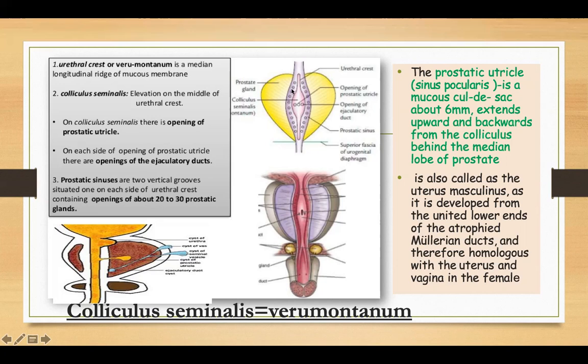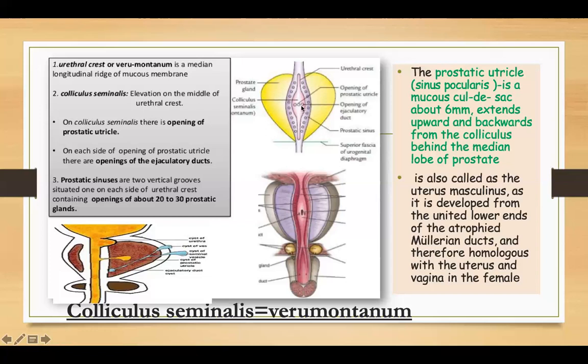Now come to the prostatic sinus. What is prostatic sinus? The prostatic sinuses are two vertical grooves situated on each side of the urethral crest. This is the urethral crest. इसके side में ये two vertical grooves हैं known as prostatic sinus. इसमें क्या ओपन होता है? Containing openings of about 20 to 30 prostatic glands. यहाँ पे ये prostatic glands की opening दिख रही है. Around 20 to 30 prostatic glands है जिनकी prostatic sinus में ये opening दिख रही है.